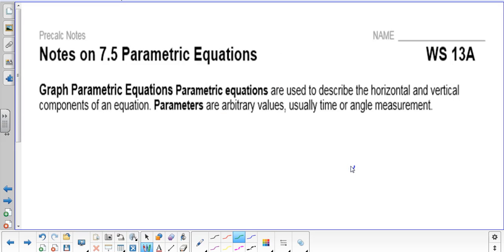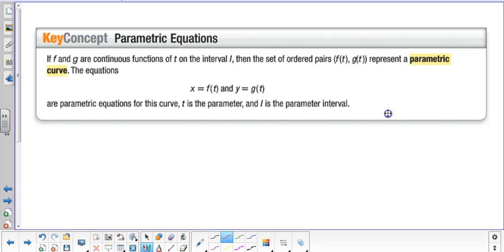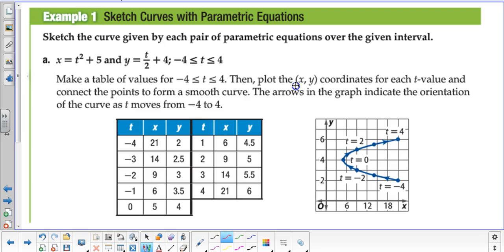All right. This slide says that parameters are arbitrary values, usually time or angle measurement. Today, we're just going to talk about values of t and time eventually. This is the definition of parametric equations. It says you're going to have x in terms of t and y in terms of t, and when you graph it, you're going to graph those x's and y's that came from that rule. That'll make more sense when we do one here in a second.